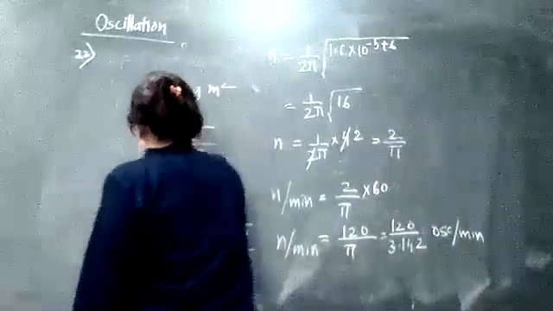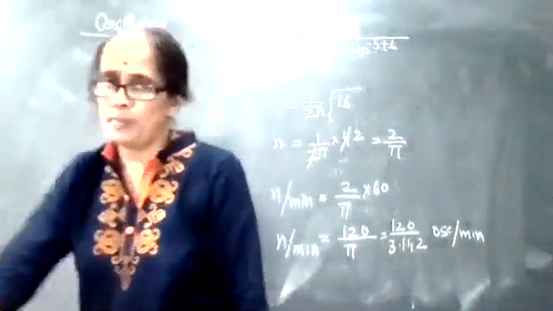Fine. Now I will go for problem number 16. That is, at what distance from the mean position is the kinetic energy of the particle performing SHM of amplitude 8 centimeter 3 times its potential energy? For this problem, I will just give the hint because this problem we have solved in MCQ and also problem number 8 is the same as this.